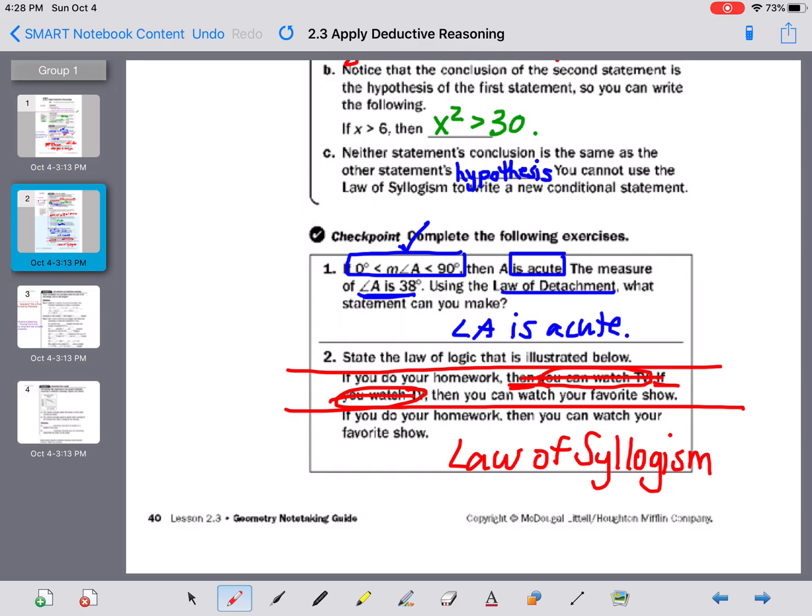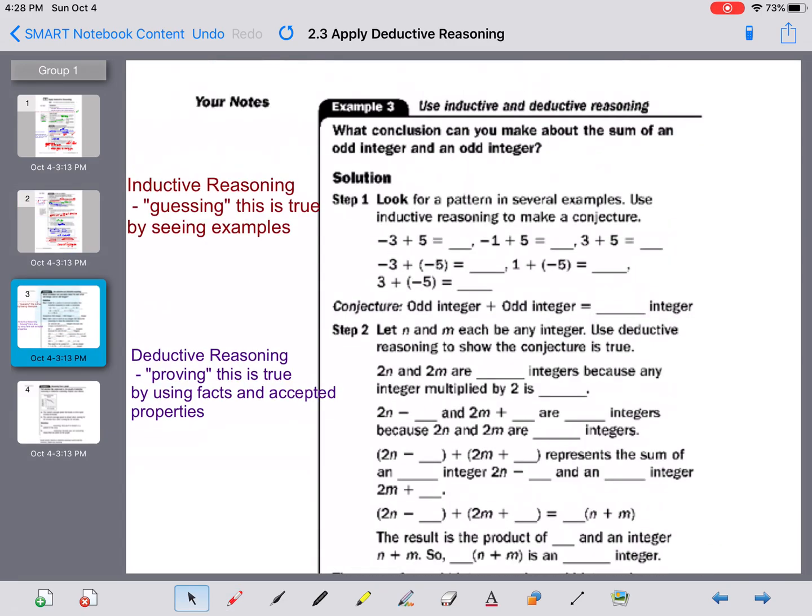All right, page 3. We're going to do the same example once with inductive reasoning and once with deductive reasoning, okay? So a reminder in the margins here, inductive reasoning says we're going to guess what's true by seeing examples, okay? So we're going to look up here first and we're going to do some examples to try to figure out what's going on. They said, what conclusion can you make about the sum, that's when I add, of an odd integer and an odd integer, okay?